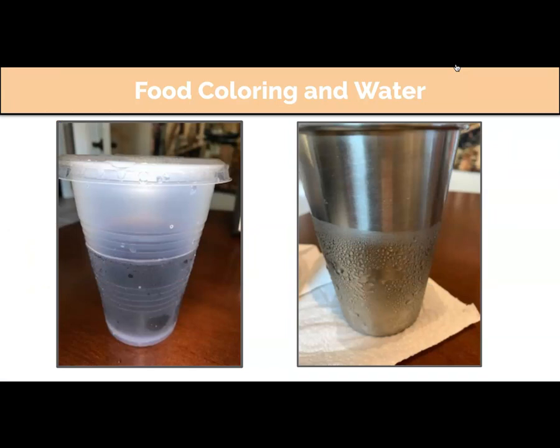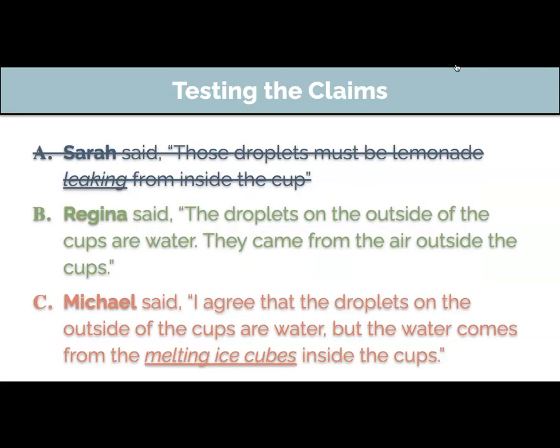These cups actually have purple food coloring in them. But if we look at both of the cups, and the metal cup is the easiest to see, but if we look at both of these cups, the water droplets are clear. They're not purple like the food coloring inside. So that shows that the liquid must not have been leaking through the sides. So Sarah's claim must be wrong, right? When she was looking at her cup, the drops on the outside were not lemonade leaking from inside the cup.